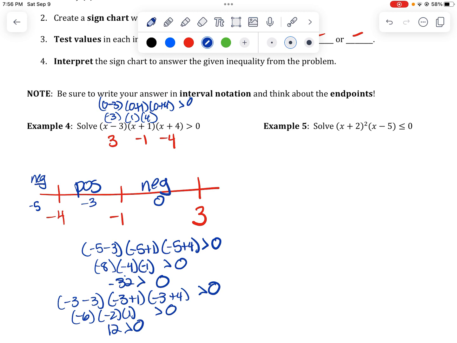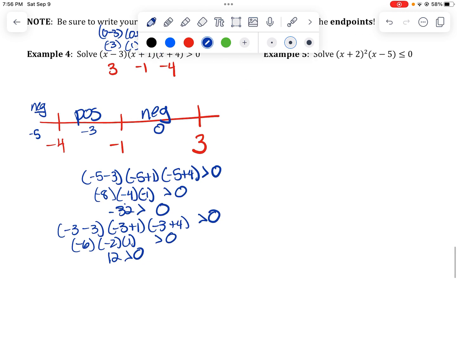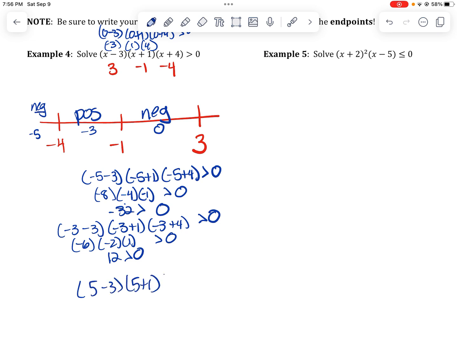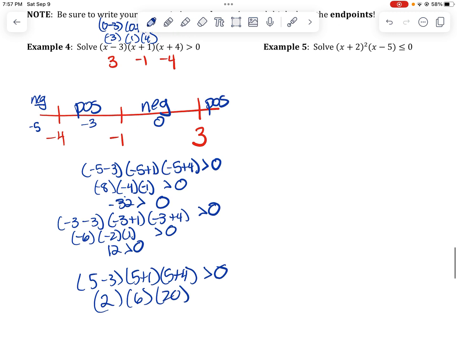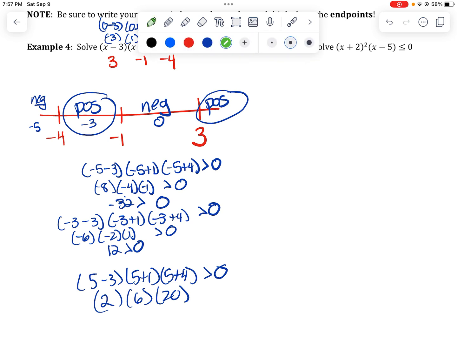And then let's see, let's try 5. All right, so 5 minus 3, 5 plus 1, 5 plus 4 is greater than 0. So 2 times 6 times 9. Well, I know that's going to be greater than 0. So that's also positive. So again, for our answer, we want to know when it is greater than 0. So that's here and here. So the answer to this problem, we could say from -4 to -1, and then again from 3 to infinity, and that would be our answer.